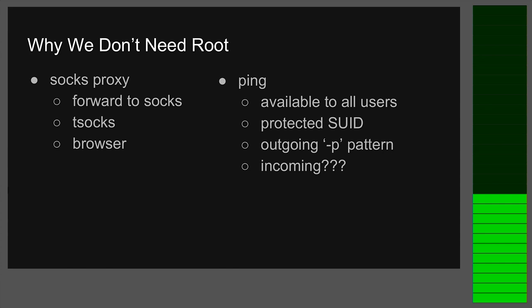So getting data out is easy. We have the minus p flag. You can specify a pattern, 16 bytes. Well, it's good enough. You can send data. That's quite easy. But what about incoming?